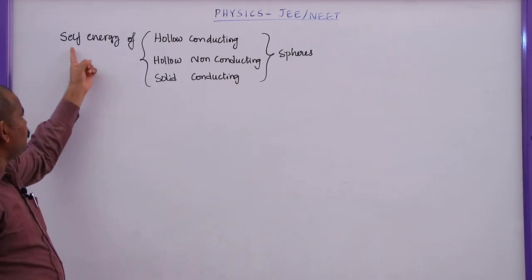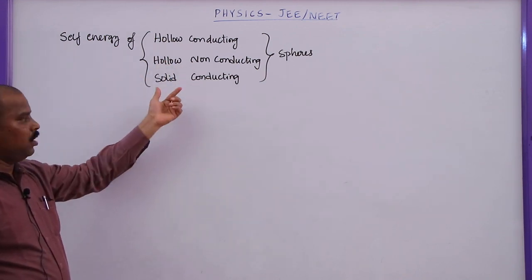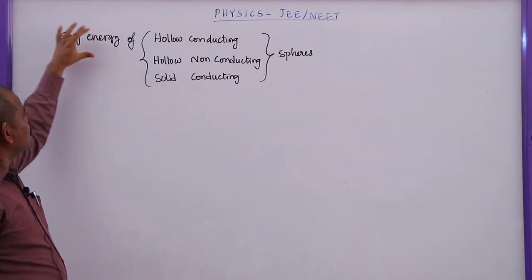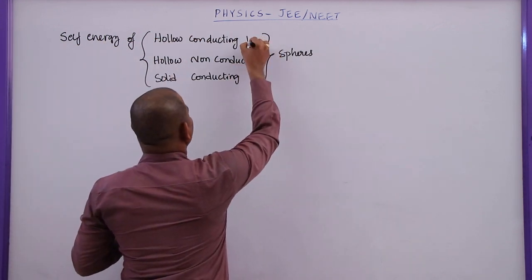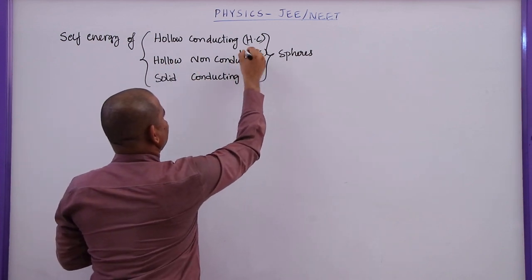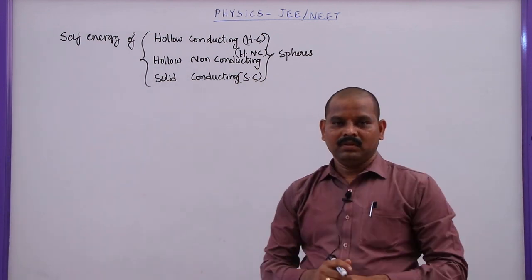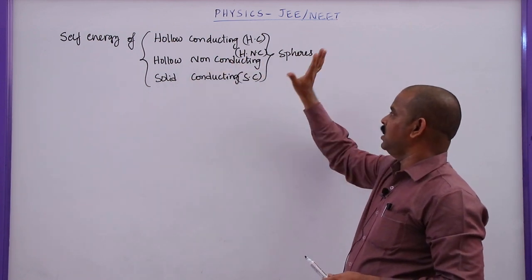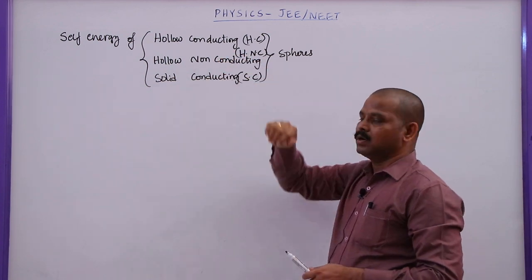Next topic: self energy of hollow conducting, hollow non-conducting or solid conducting spheres. In general we denote these as HC for hollow conducting, HNC for hollow non-conducting, and SC for solid conducting. All these three are the same. That's why if you know how to derive the expression for self energy of a hollow conducting sphere, then the same expression can be applied for hollow non-conducting and solid conducting spheres.